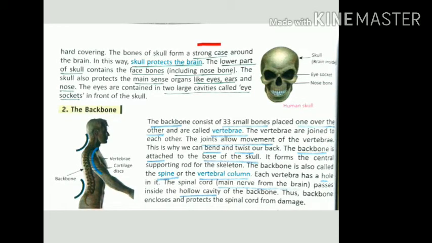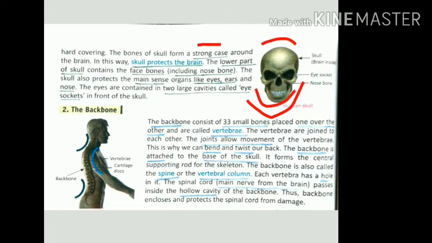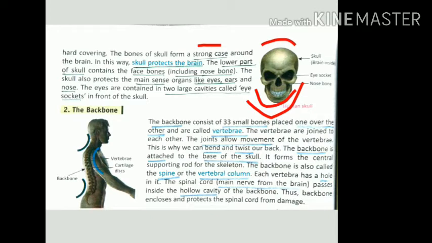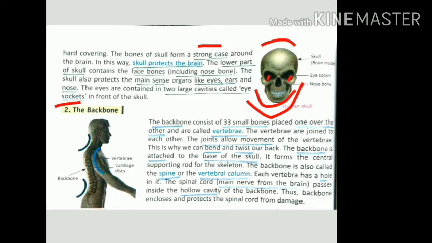So the skull protects the brain. The lower part of the skull, this part, contains the face bones like the nose bone. This is the upper part and this is the lower part. The skull also protects the main senses like eyes, ears, and nose. Watch that. Eyes are made up of two large cavities, these holes, this hole and this hole. These are called sockets, eye sockets.